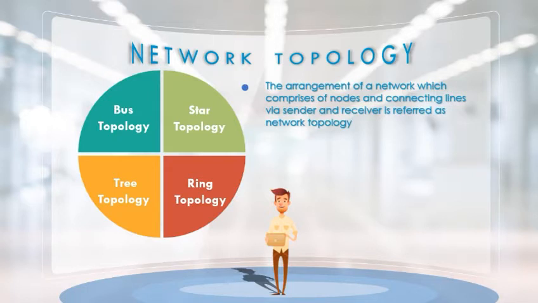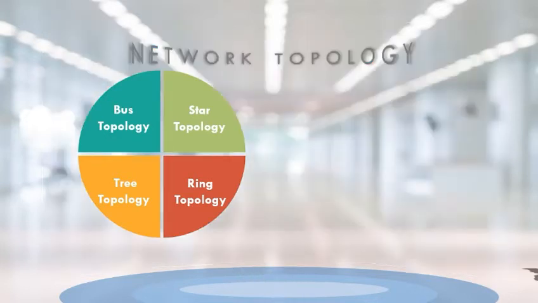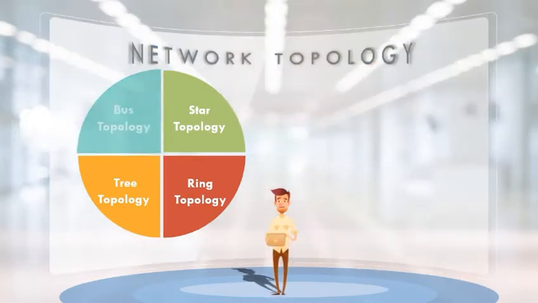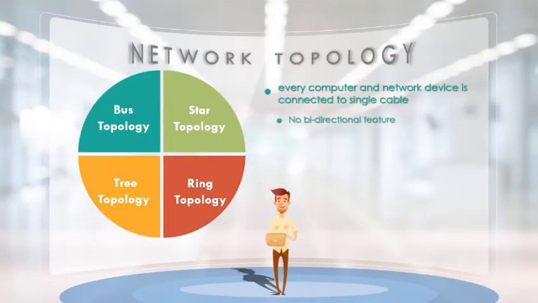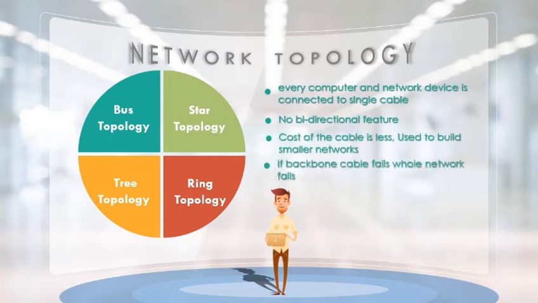The first one we are going to see is bus topology. A bus topology is a type of network arrangement in which every computer and network device in a network is connected to a single cable, and this cable is known as the backbone cable. In this topology there is no bidirectional feature, which means data cannot flow in both directions. Only single directional flow is there.